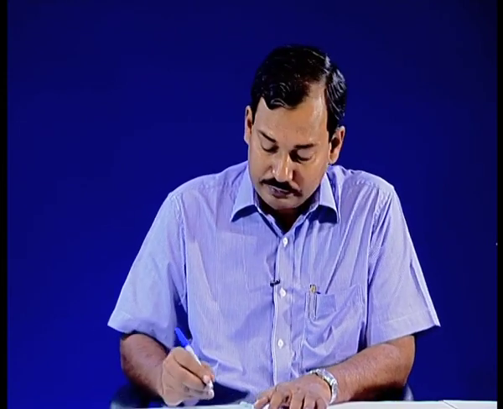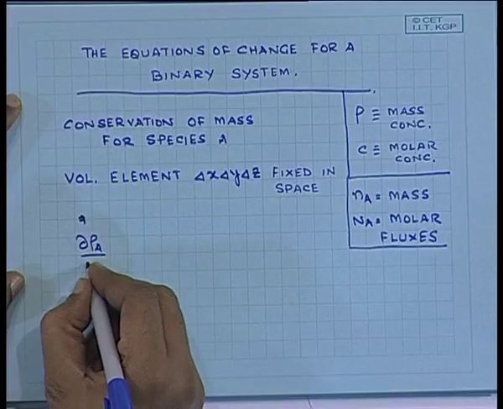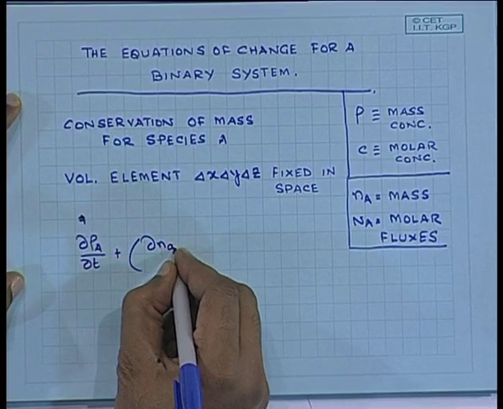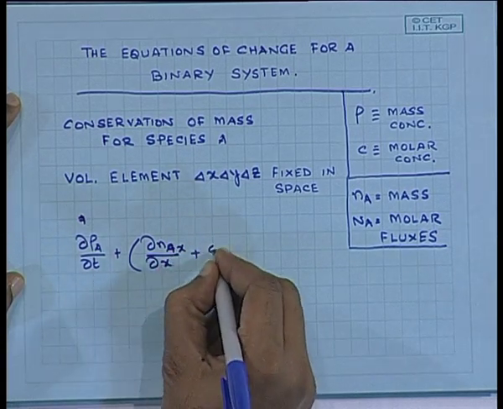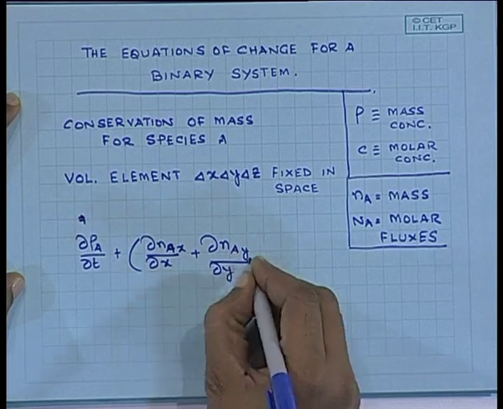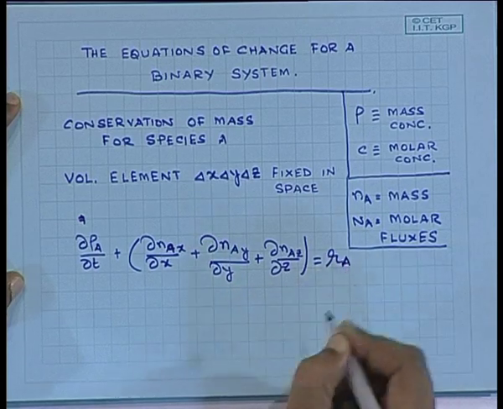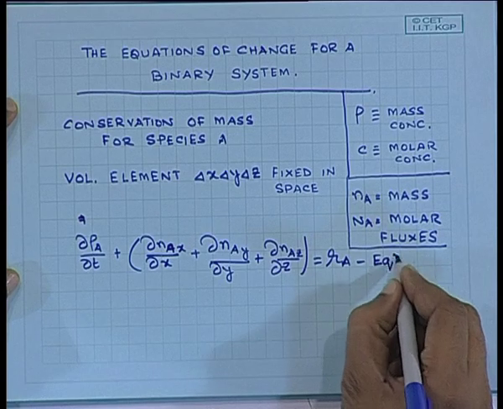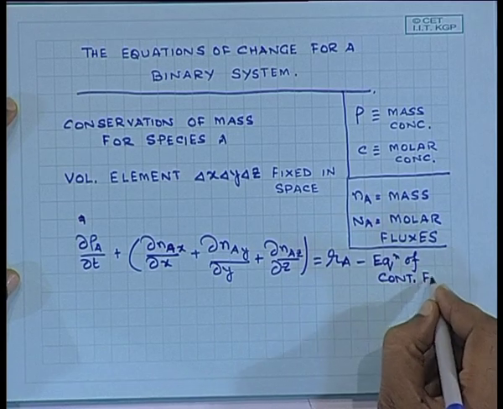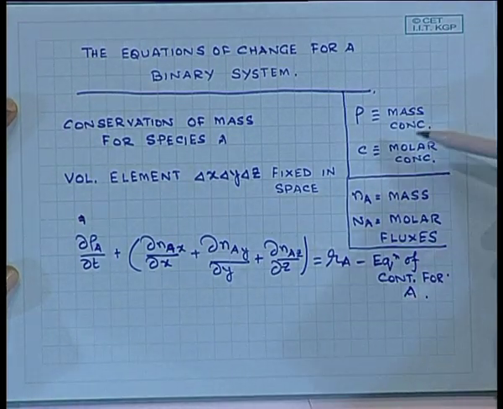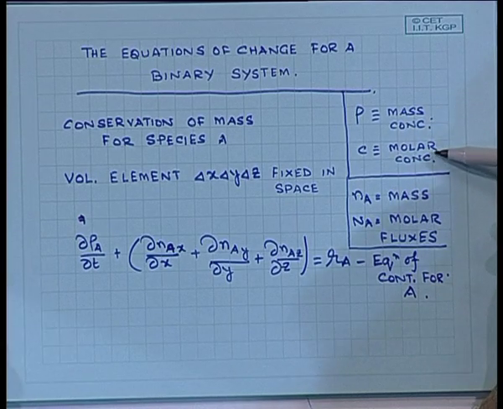It is just a species balance, the same way we have done for equation of continuity. So, I am writing the equation of continuity for species A inside an imaginary control volume del x del y del z fixed in space. So, it is a fixed coordinate system. So, this is nothing but equation of continuity for A. And rho refers to mass concentration, C refers to molar concentration.